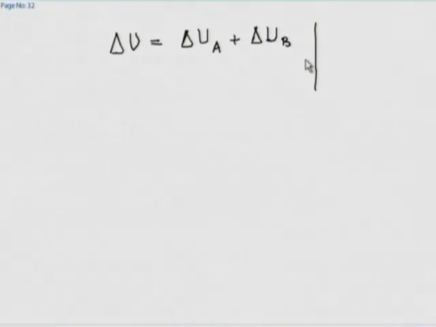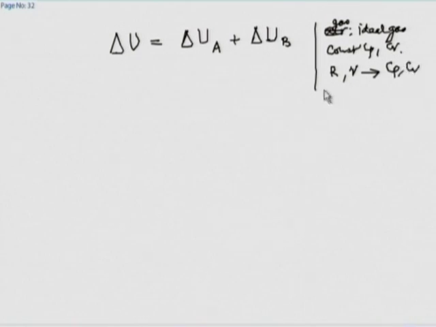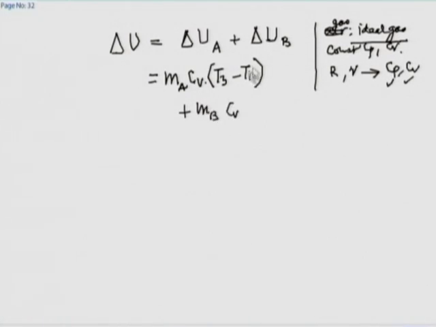It is not asked, but we will assume air to be an ideal gas with constant Cp, Cv, and we have R, we have gamma, the gas, so from R and gamma we can determine Cp and Cv, because R is Cp minus Cv and gamma is Cp divided by Cv. So we know Cp, we know Cv, in particular we will need Cv, and because it is an ideal gas, delta U will be m into Cv into delta T. So this will be mass of A, Cv which is common, T3 minus T1, that is the temperature change for A, plus mass of B, Cv of B which is just Cv, T3 minus T2.